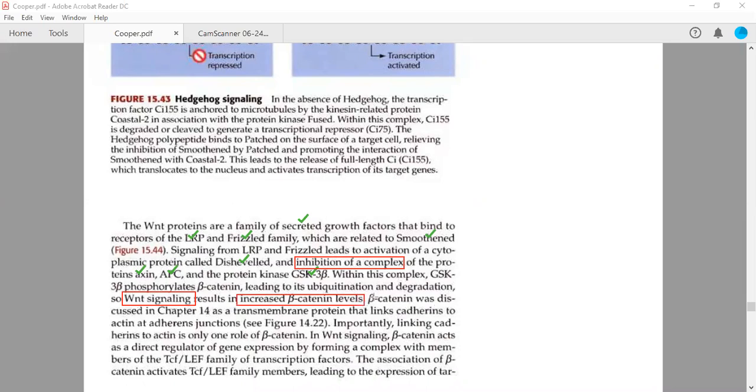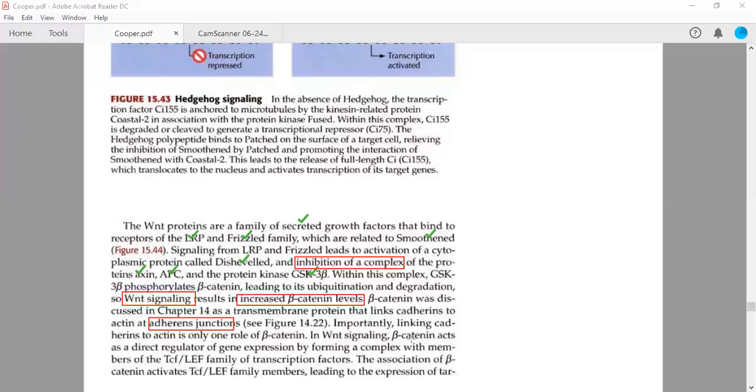This beta-catenin was also discussed in chapter 14 of this book. It is a protein that links the cadherin to the actin. So what is the function of this beta-catenin? It helps in the interaction of cadherin proteins with actin proteins at specific kinds of junctions within your cells called adherens junctions. Importantly, linking the cadherins to the actin is only one role of beta-catenin.